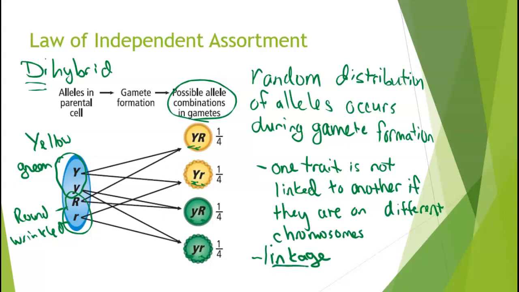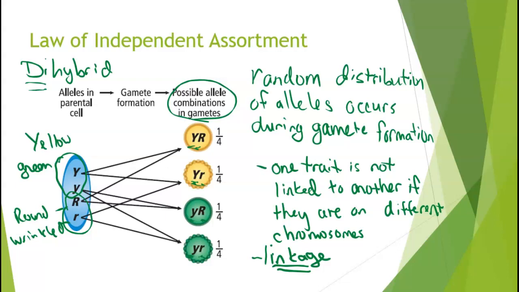And that linkage could be due to being on a sex chromosome. We know that color blindness is directly related to a gene found on the X chromosome, and because boys only get one X chromosome, they're more likely to get that trait. And we'll talk more about linkage later on.